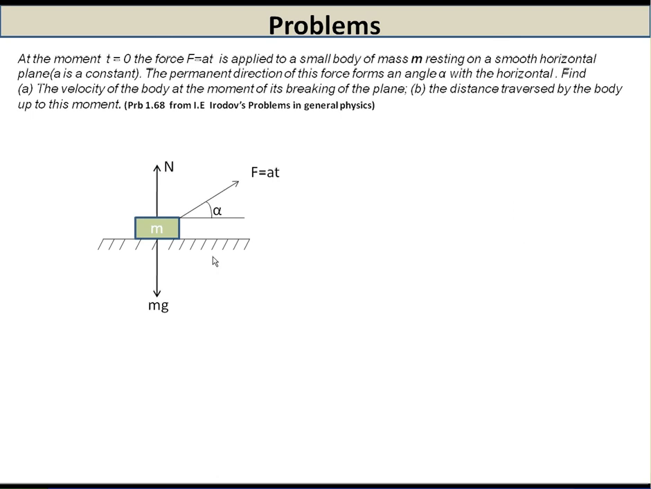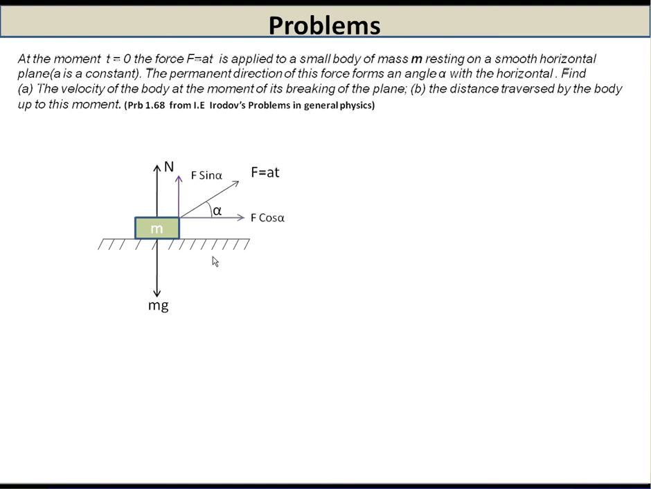Since the force F equal to at is applied at an angle alpha, you will have a horizontal component as well as a vertical component of this force. The horizontal component is F cos alpha and the vertical component is F sin alpha. Now we know all the forces acting on this body, and with our earlier understanding of the laws of motion and other equations, let's solve this problem.